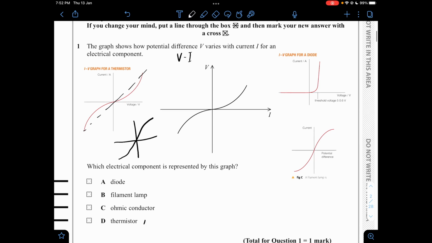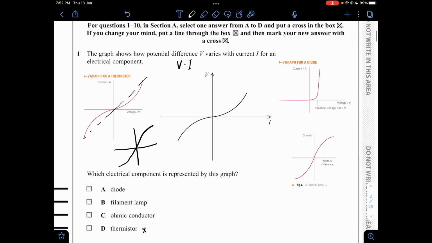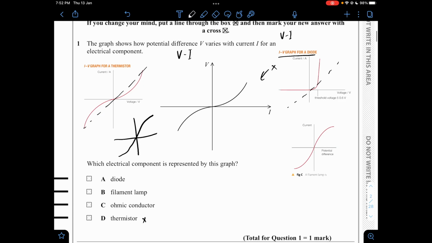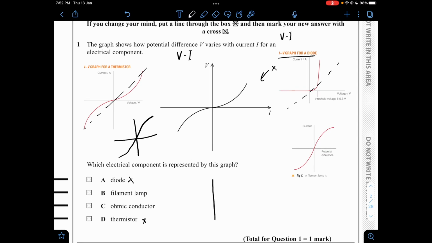So the thermistor is out. Then we have a diode, you can see over here, and the VI graph would look a little like this. We take the same reflection here, but as we can tell, this is not similar to this at all. So the diode is also out of the equation. We're left with an ohmic conductor. Now this is just a straight line, so this is also something we don't consider. So we're left with the filament lamp.